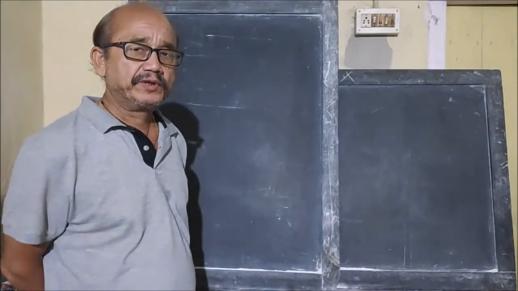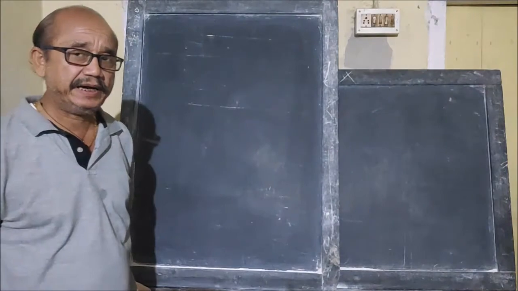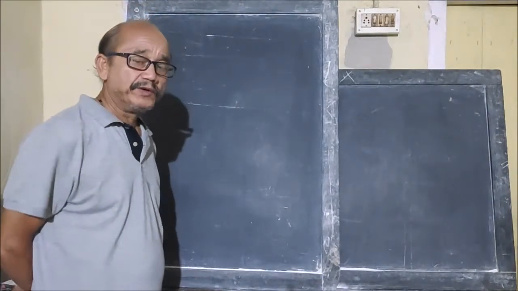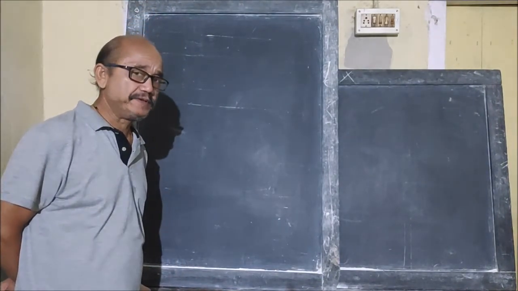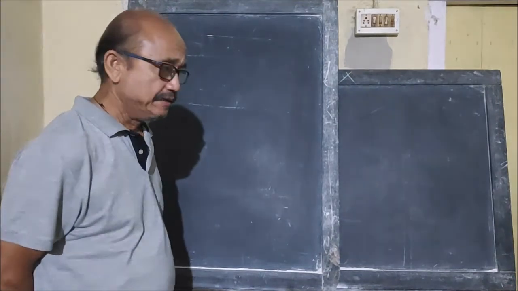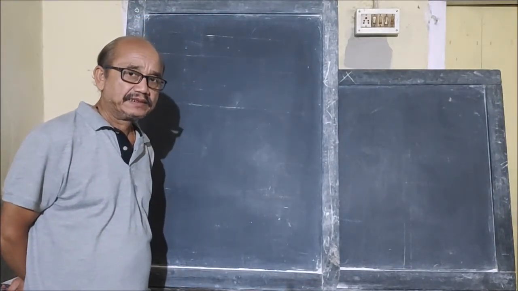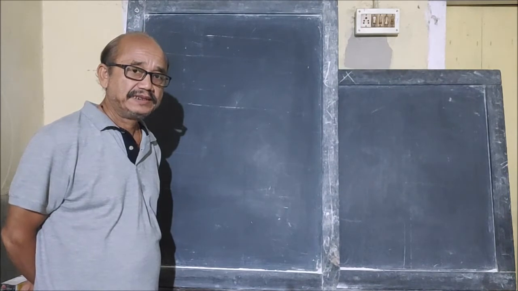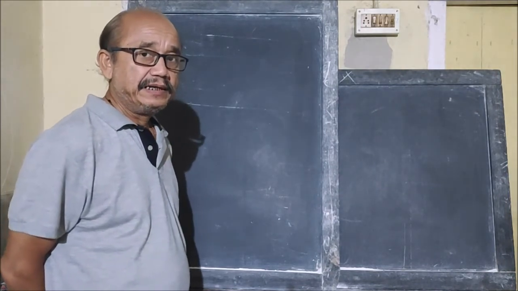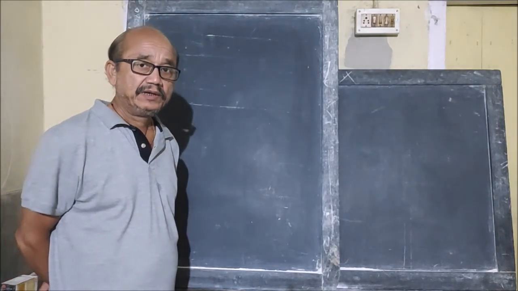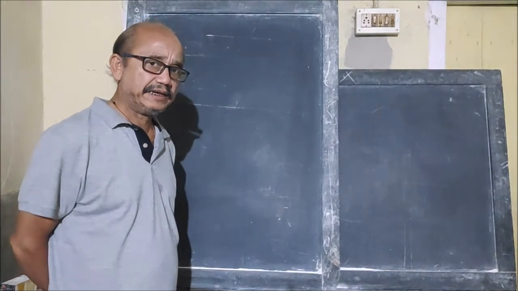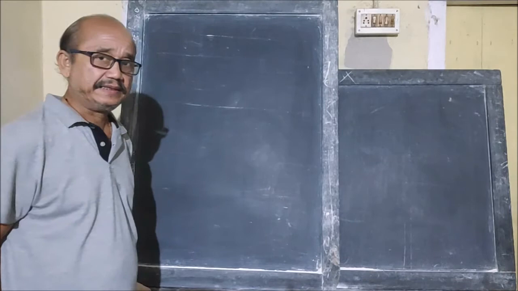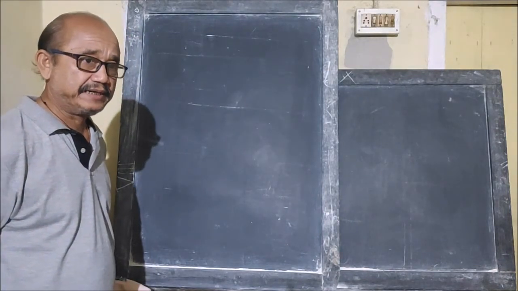Today, I am going to discuss types of angles and pairs of angles. Now, we know there are six types of angles. These are acute angle, right angle, obtuse angle, straight angle, reflex angle, and complete angle. Now, I will discuss this only with the help of a figure, that means with the help of a diagram.